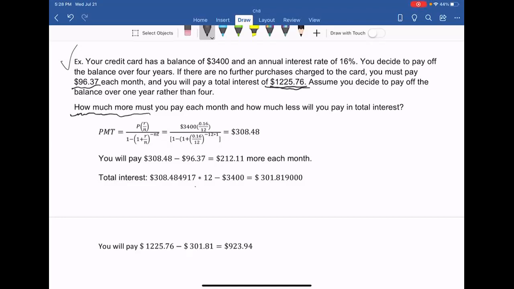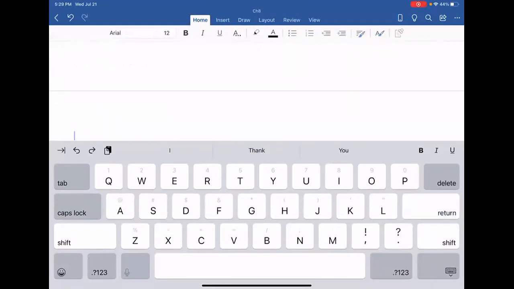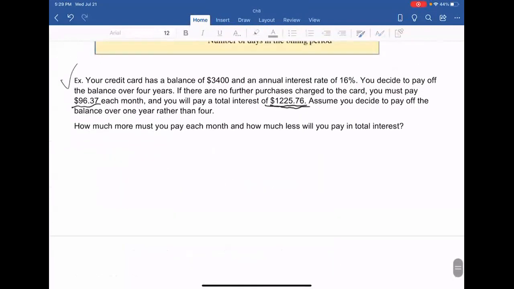Okay, how much more must you pay each month? And how much less will you pay in total interest? Let's make more space here. Okay, I think it seems better for me.